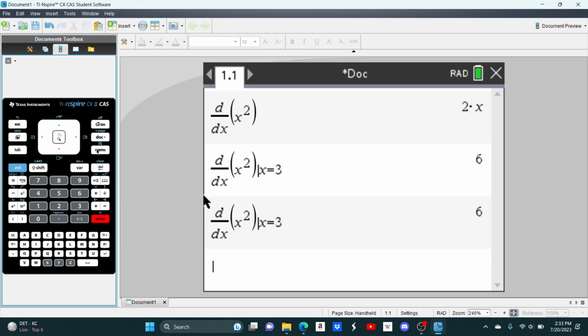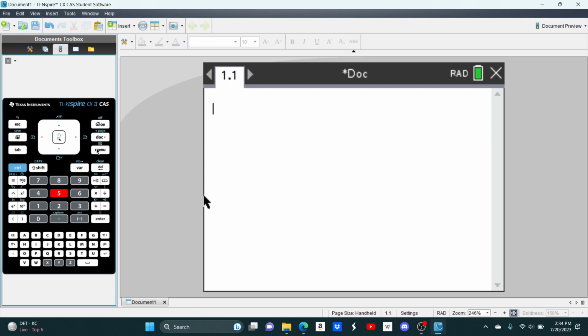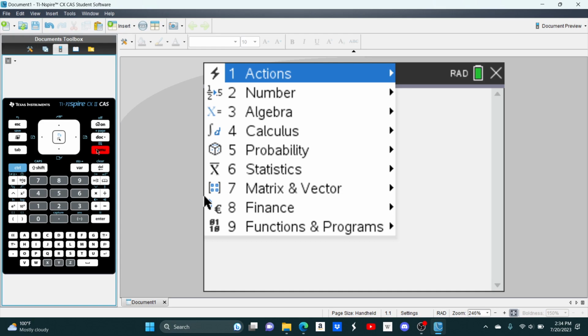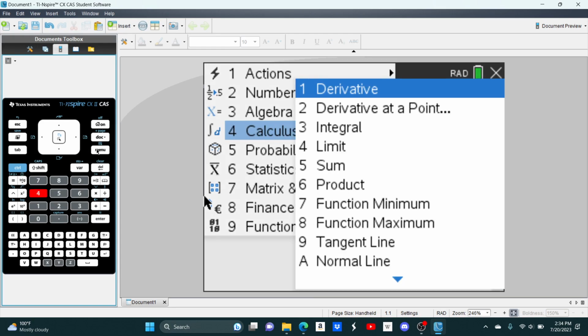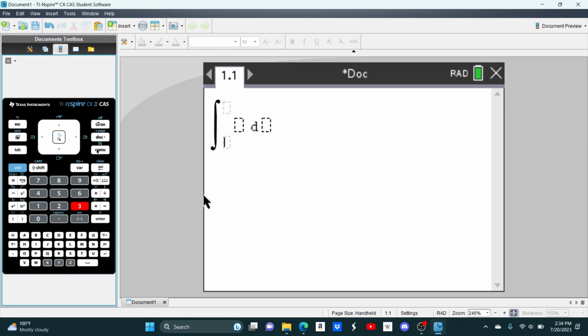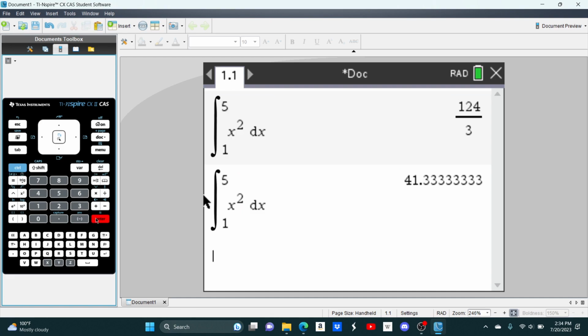Okay, the next big thing, right on the flip side of the derivative, is the integral. Let's say I'm trying to find the integral of x squared from 0 to 5. Once again, there's 3 different ways you can get there. One, you can go to Menu, Calculus, and then number 3 is for Integral. Let's say I want to integrate from 1 to 5. Just type those numbers in there. And you get 124 over 3. Remember, if you do Control-Enter, it'll simplify it to a decimal, or reduce it to a decimal, whatever you want to call it.